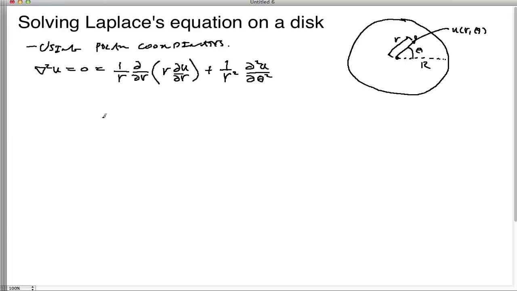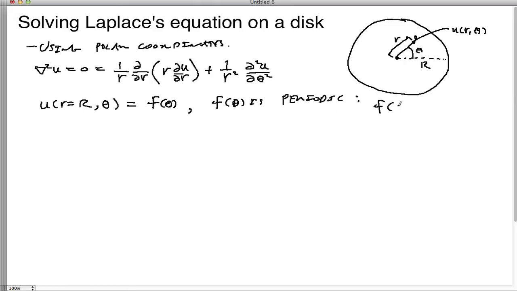Okay, and so there's that, and then we have a boundary condition, and the boundary condition is that u at r equal to the outer radius R, theta, is equal to some function f of theta, where f of theta is periodic. That is, f of theta plus 2 pi is equal to f of theta, for any theta in our domain.